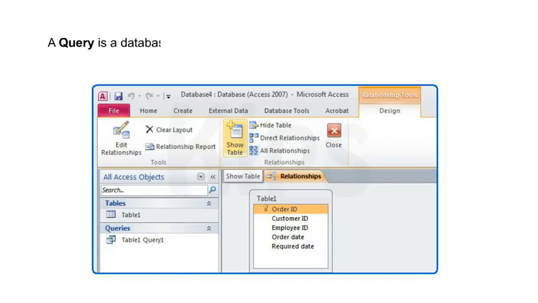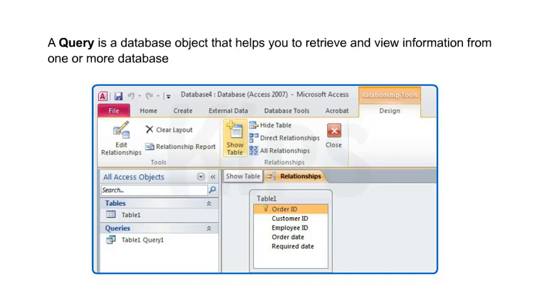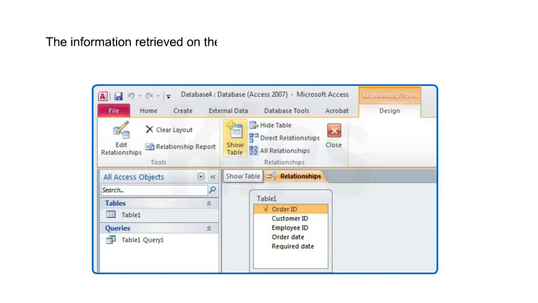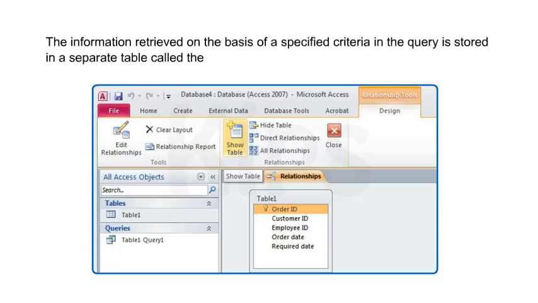A query is a database object that helps you to retrieve and view information from one or more database tables that meet a specific condition or criteria you define. The information retrieved on the basis of specified criteria in the query is stored in a separate table called the query table.